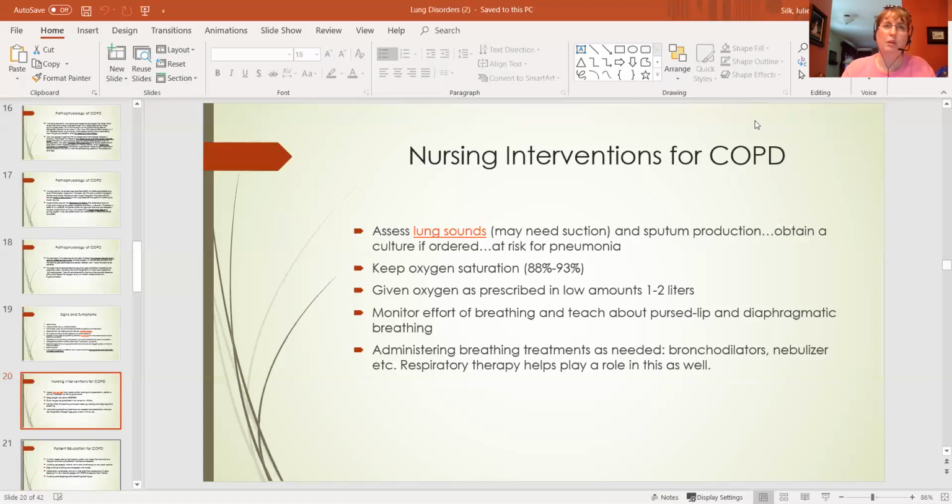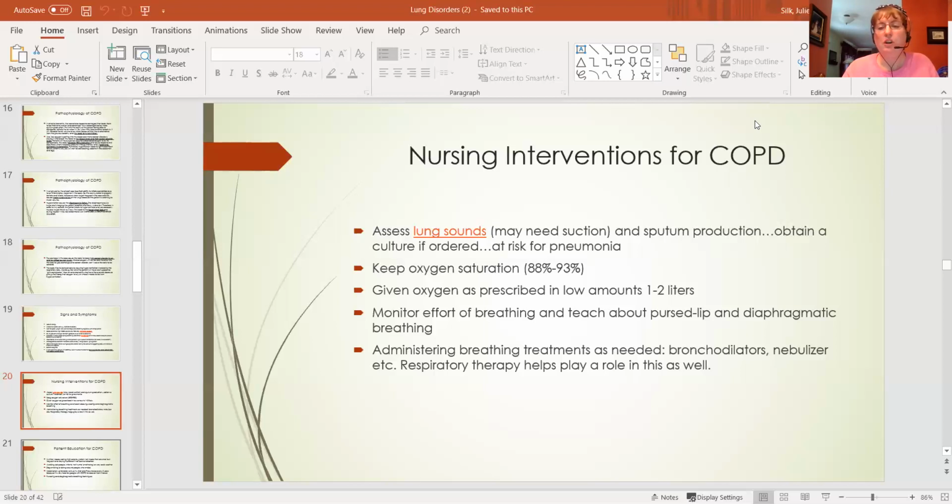So diaphragmatic breathing focuses your breathing more on your diaphragm. You actually lie down when you do this and you put your hand on your stomach to be more aware of what's going on there. So that's another good intervention for someone with this problem.